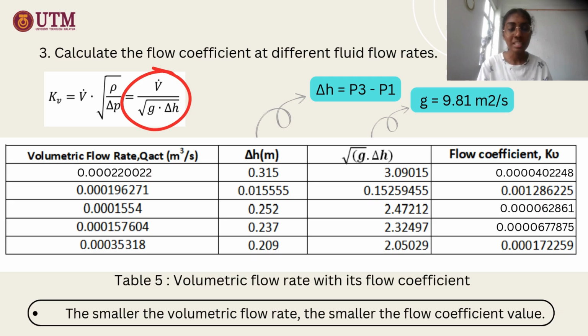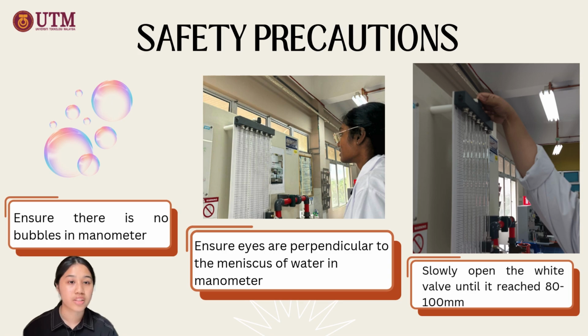The third question asked us to calculate the flow coefficient at different flow rates. So we use the formula: flow coefficient equals volumetric flow rate divided by the square root of gravitational acceleration times the difference between the largest dynamic head and the lowest dynamic head. The results of the calculation have been tabulated in the table. From the table, we can see the relationship: the smaller the volumetric flow rate, the smaller the flow coefficient value.